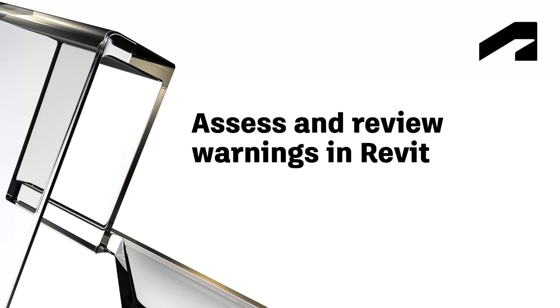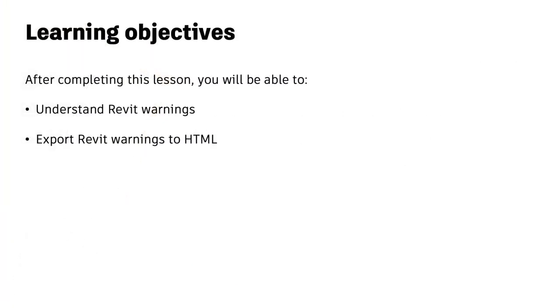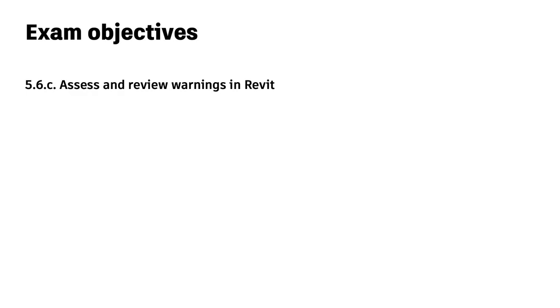After completing this lesson, you'll be able to understand Revit warnings and export Revit warnings to a HTML file. The objective domains covered are 5.6c, Assess and Review Warnings in Revit.